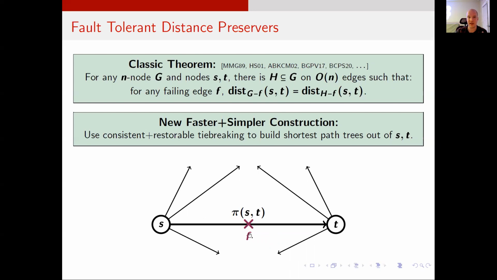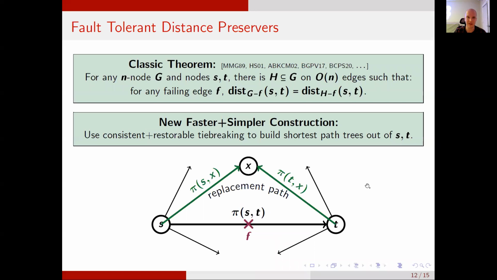So under this edge fault, how do we know that this faulted subgraph H that we've drawn successfully preserves the ST distance? Well, this is exactly restorability. What restorability says is that there's some valid replacement path that consists of pi sx to some midpoint node x and pi tx to that same midpoint node x.